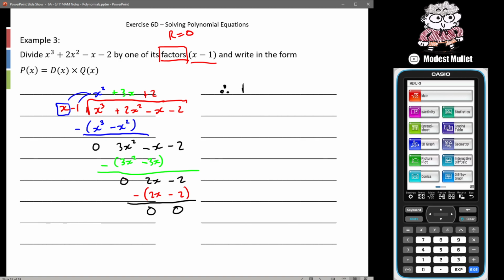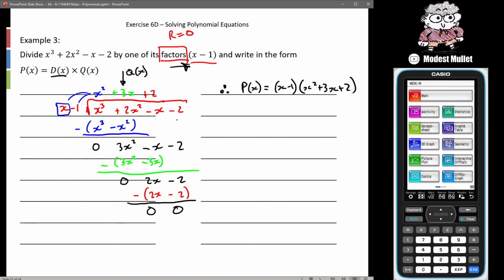So therefore, p of x is equal to, now what we're dividing by, that is the factor. So we get x minus 1, and then my result here, that is what's called the quotient, or the answer, is x squared plus 3x plus 2. And so we're done.